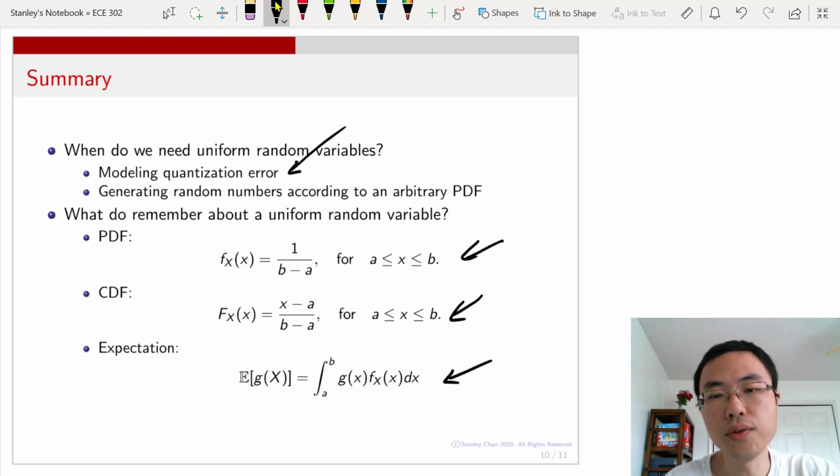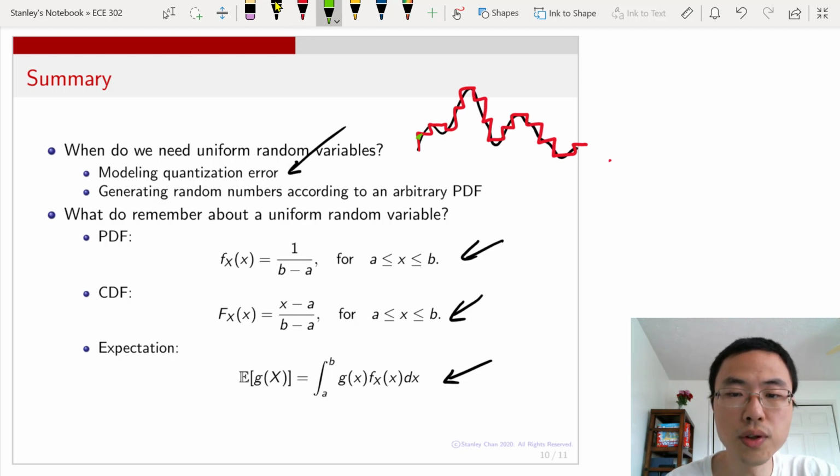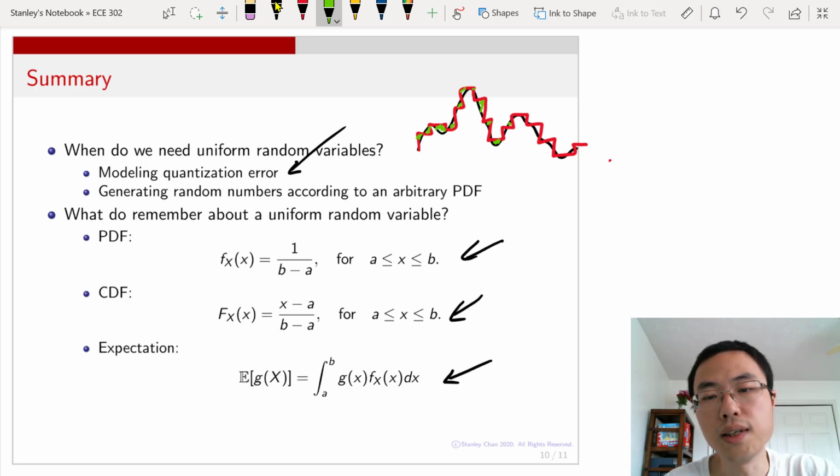Okay, so let's say you have some random signal, and then you want to quantize the signal by just sending fewer bits. So now you are constructing a quantized signal. Whenever you do the quantization, you have error, and these green areas are known as the quantization error. And people have found the quantization error can be well modeled by a uniform distribution. So in the compression community, this uniform random variable is widely used.